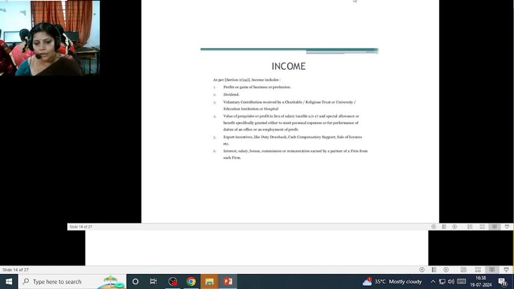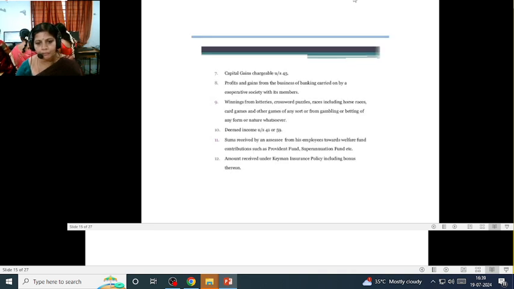and special allowance or benefit specifically granted either to meet special expenses or for performance of duties of an office or employment of profit. And the next one is export incentives like duty drawback, cash compensatory support, sale of license, etc. Interest, salary, bonus, commission, or remuneration earned by a partner of the firm from such firms.